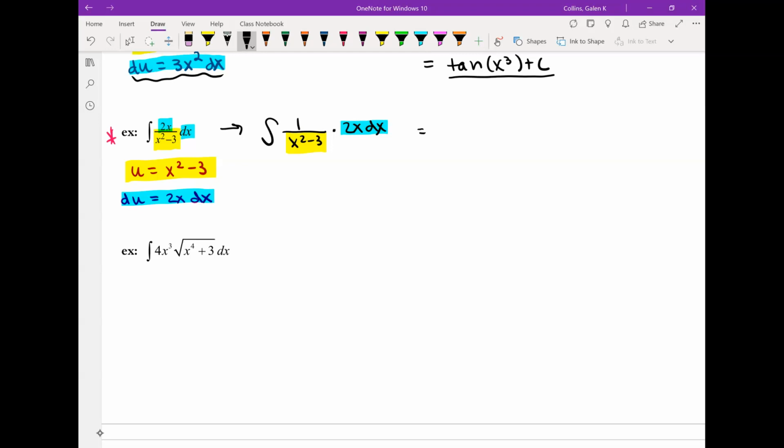All right, so if we perform our u substitution, we're now looking at the antiderivative or indefinite integral of 1 over u. And the 2x dx is now a du. So 1 over u, I know that's my natural log because it's u to the first power. So my antiderivative will be the natural log of the absolute value of u plus c, the constant of integration. And then lastly, we're going to substitute x squared minus 3 for u.